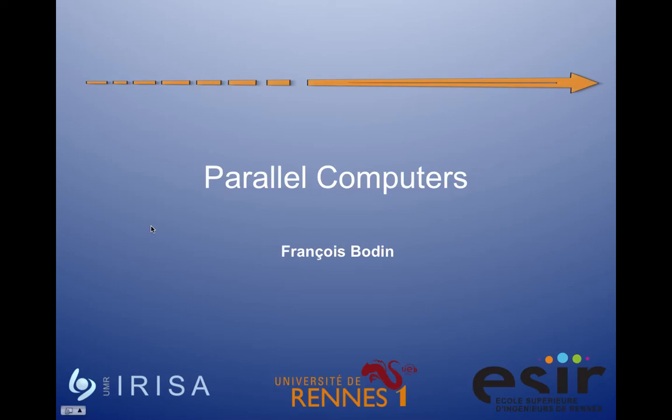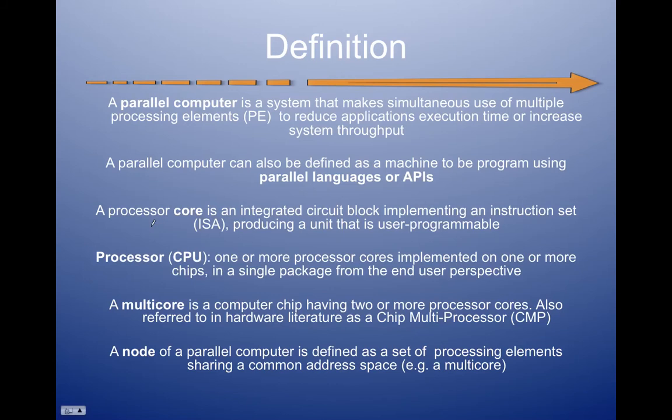Parallel computers. We define a parallel computer as a system that makes use of multiple processing elements to reduce application execution time or to increase system throughput. A parallel computer can also be defined as a machine to be programmed in parallel using some parallel language, for instance.